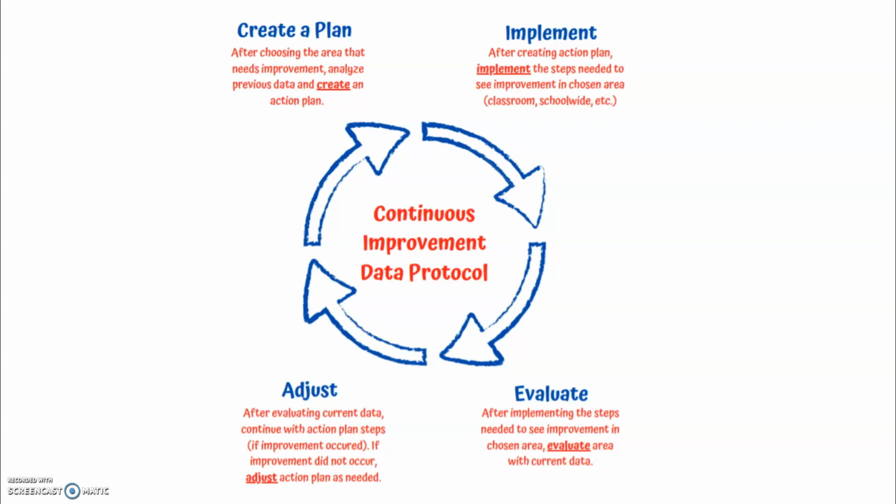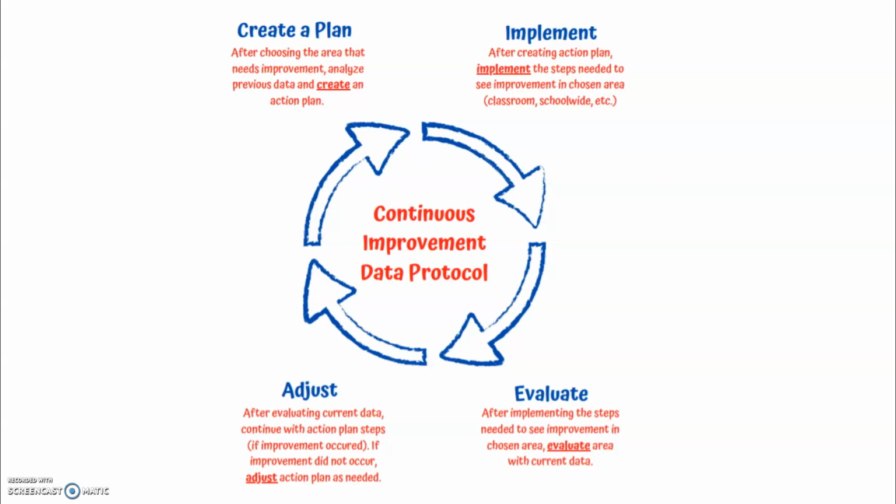Of course, this comes with a time period, so after you have done your implementation time period, whatever that might be, you move on to the bottom right corner, which would be to evaluate. After implementing the steps needed to see improvement in the chosen area, evaluate the area with current data. So depending on what that might be, it might be a formative assessment, it might be another survey if this is school-wide and it's based on the culture of the school. So you'll evaluate current data.